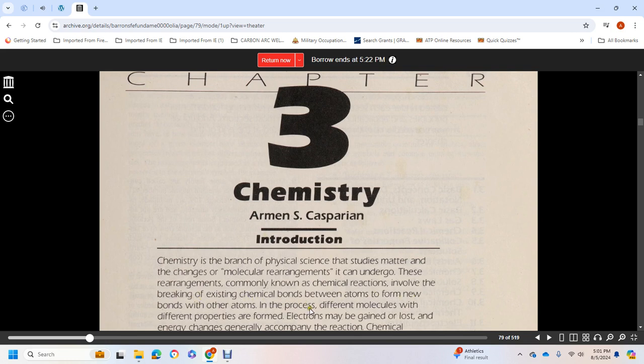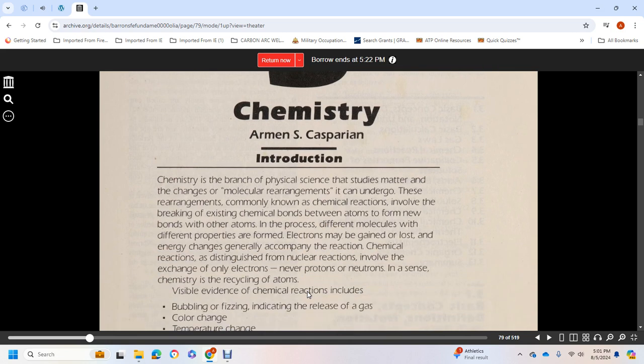between atoms. In the process, different molecules with different properties are formed. Electrons may be gained or lost, with energy changes generally accompanying the reaction. Chemical reactions are distinguished from nuclear reactions, involving the exchange of only electrons, neither protons nor neutrons. In this sense, chemistry is the recycling of atoms.